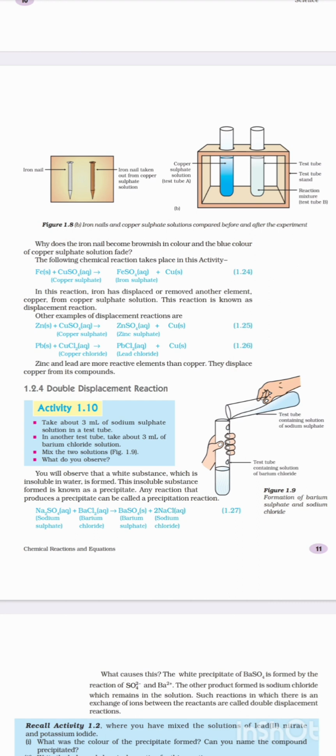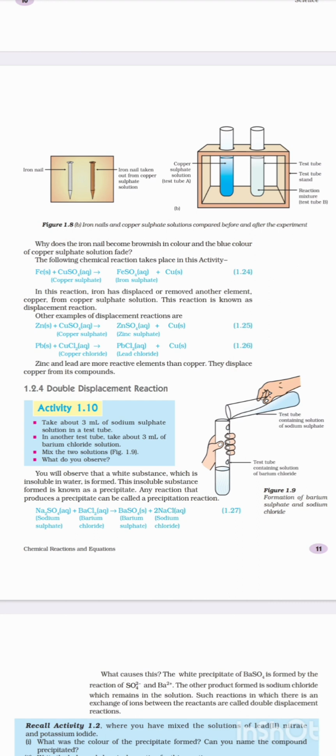Why does this happen? And what is this precipitate? This is barium sulfate. So this barium sulfate and sodium chloride is formed because of the exchange of ions. A displacement reaction takes place because of the exchange of ions between the reactants, and hence it is called a double displacement reaction.